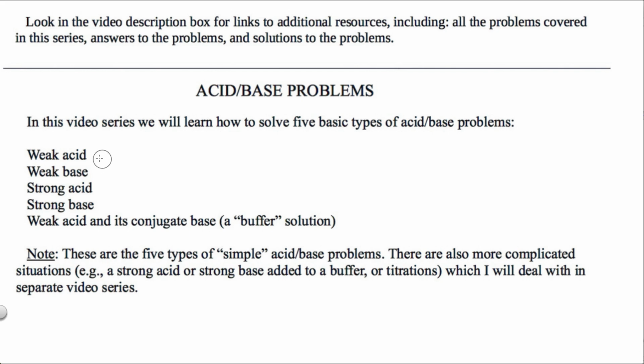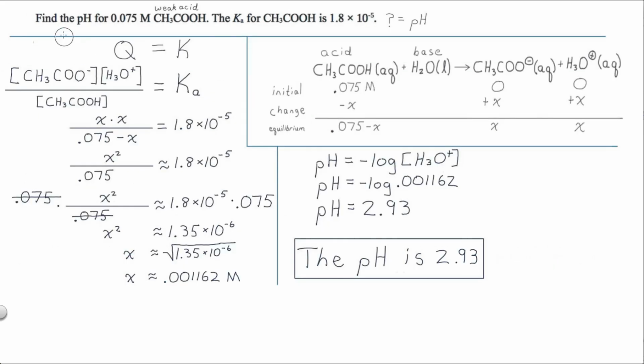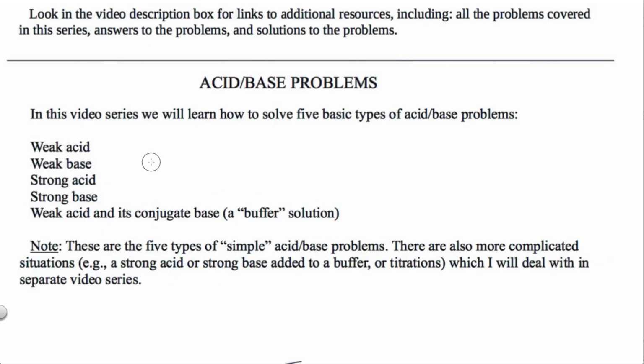Remember that there are 5 basic types of problems involving acids and bases. This problem can be classified as a weak acid problem. So in this video, we learned how to solve a weak acid problem. In the next video, we'll learn how to deal with another type of problem from this list.